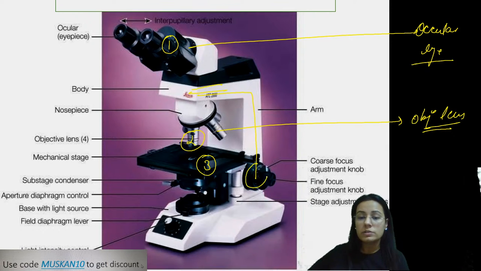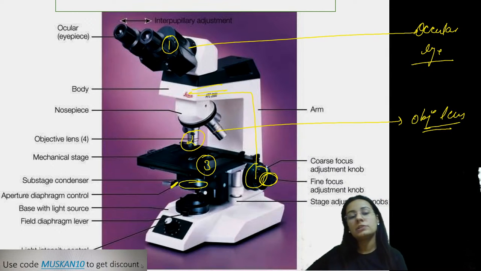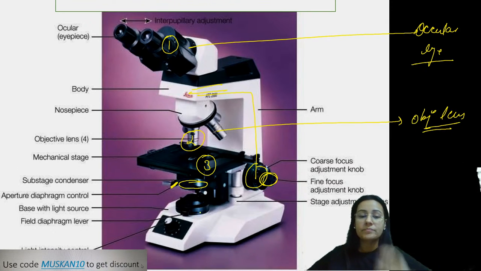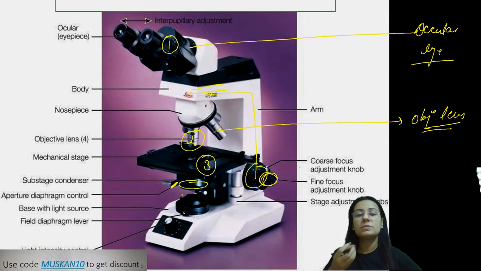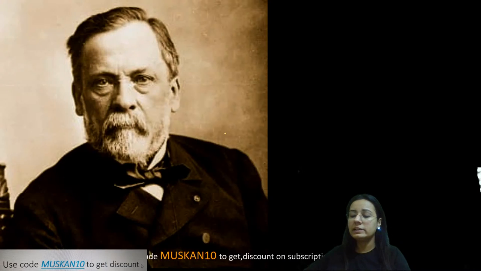This is the coarse and the fine adjustment knob. Okay, this is the condenser, and this is the diaphragm with the help of which the amount of light entering from the source of light is controlled. Okay, and this is the light intensity control. Just remember, the C arm is important, the stage is important, of course, and the fine adjustment knob, objective lens, and the ocular lens with the stage, condenser, and the iris diaphragm.